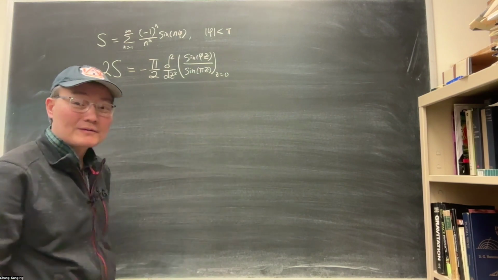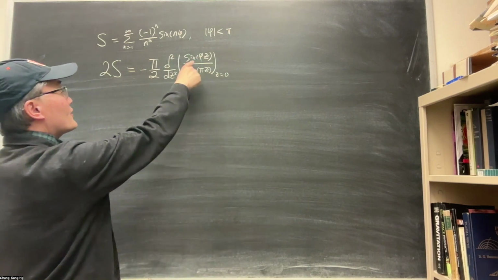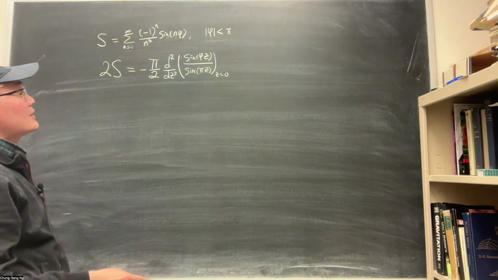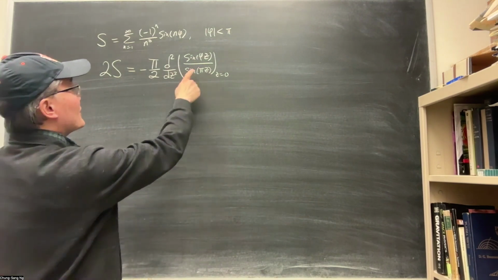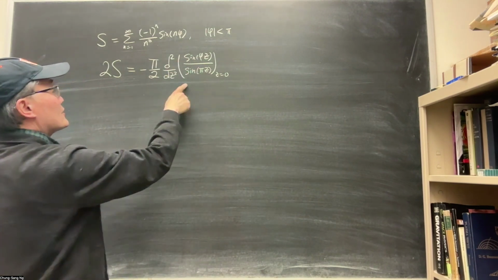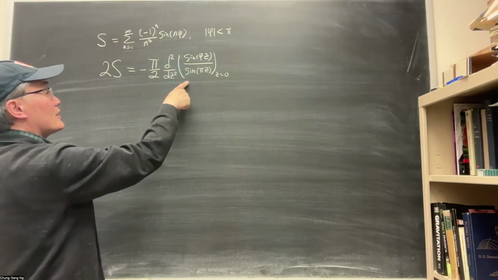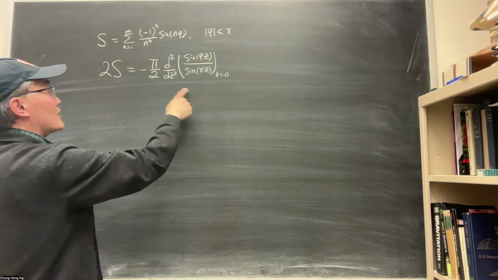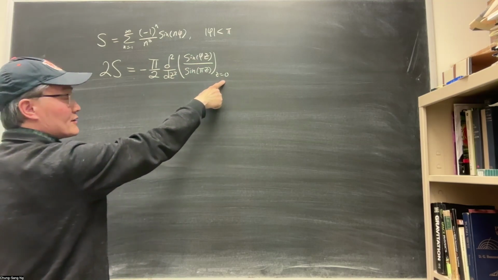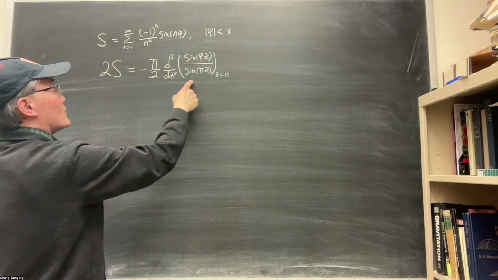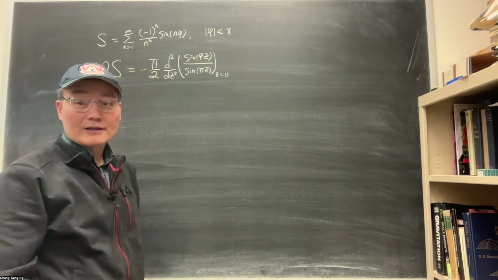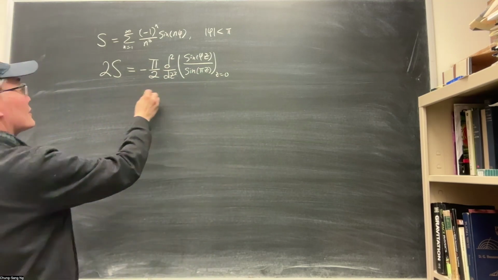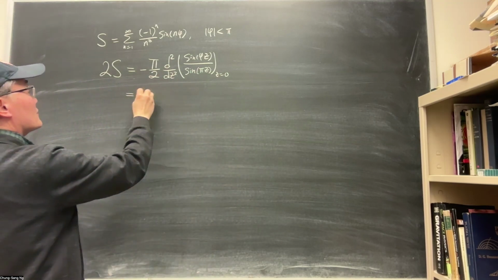Of course, you can just directly take the derivative of these sine functions, which should be straightforward. But another way to do it is to expand both the numerator and denominator in power series of z, because we want to take the second derivative and finally set z equals 0. If we expand up to the z squared term, we'll get the answer. So now let's do it that way.